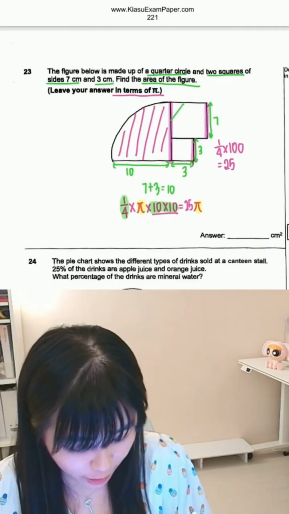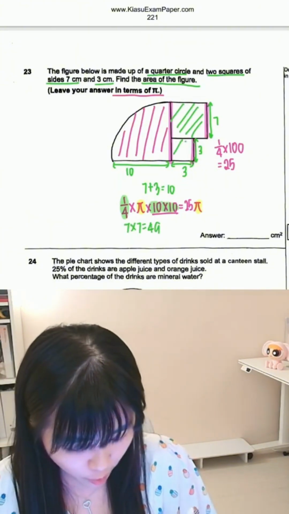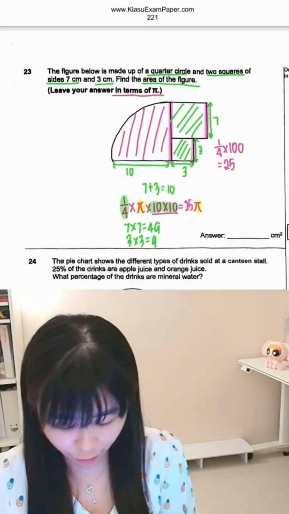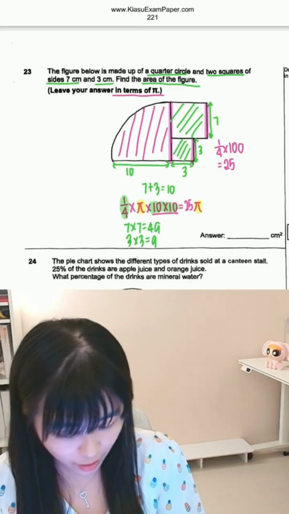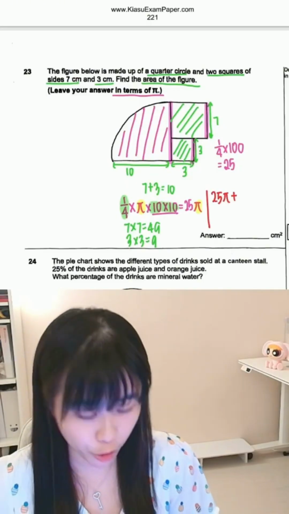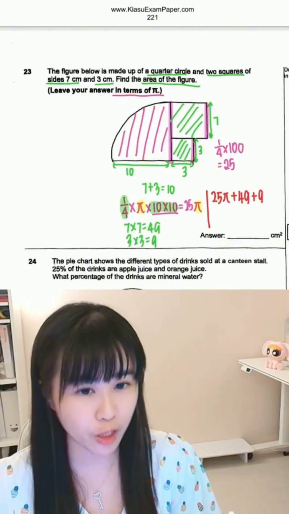Find the area of the figure. Now you got the square, right? So it's 7 times 7, 49. Got this square also, right? 3 times 3 is 9. So together, everything, it will be 25 pi, which is the area of the quadrant, plus 49, area of the big square, plus 9, area of the small square.